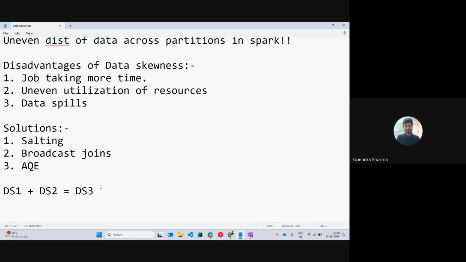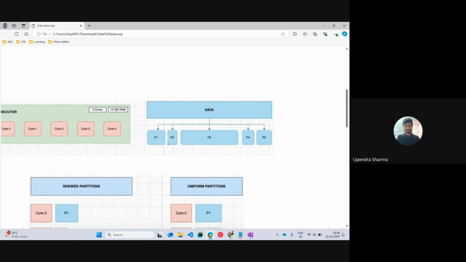Coming back to our image, these are the partitions, right? These 5 partitions: P1, P2, P3, P4, and P5. We can increase or decrease the number of partitions using 2 techniques. The first one is repartition, the second one is coalesce. There is a huge difference between these two techniques. I've seen very experienced data engineers also get confused about when to use repartition and when to use coalesce. So this is a very tricky question which interviewers might ask you.